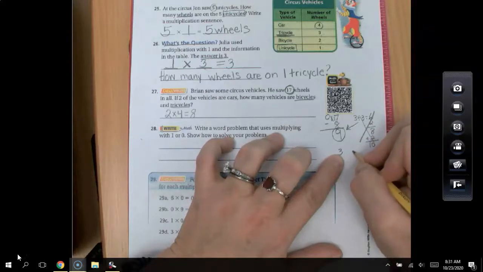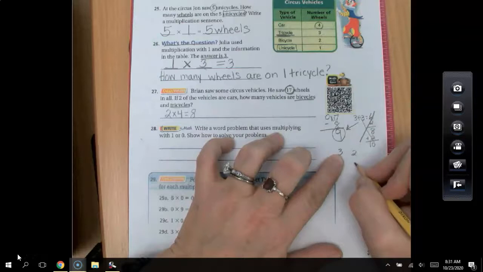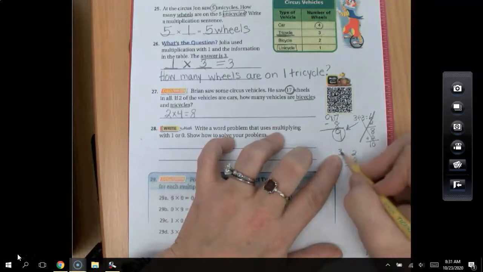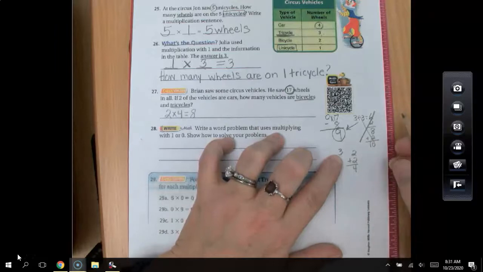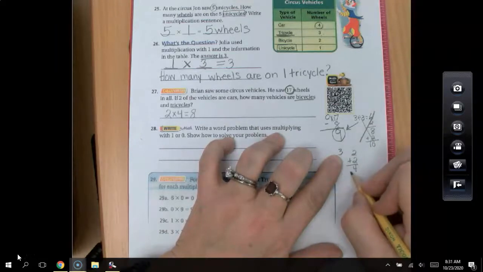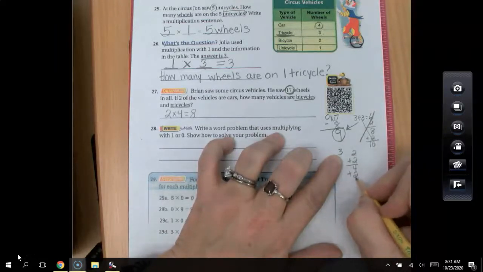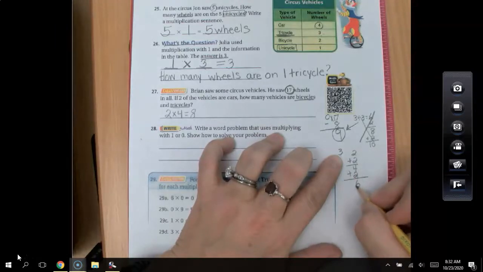So 1 bicycle is 2 plus 2 equals 4. Okay, so now I have 7 wheels. I need to get to 9. Can I add another bicycle? Let's try it. Plus another bicycle would be 4 plus 2 equals 6.